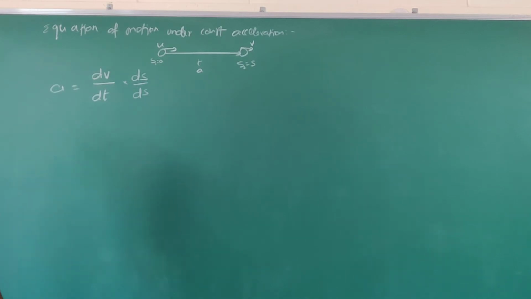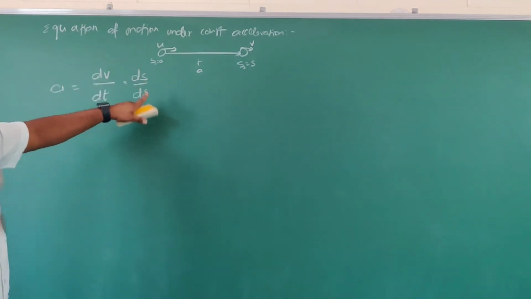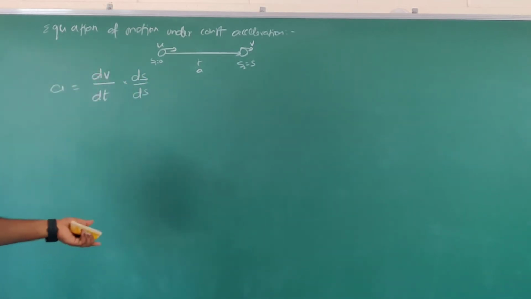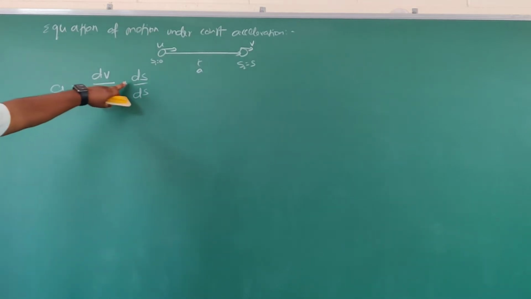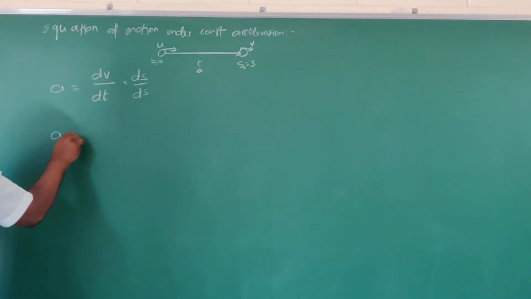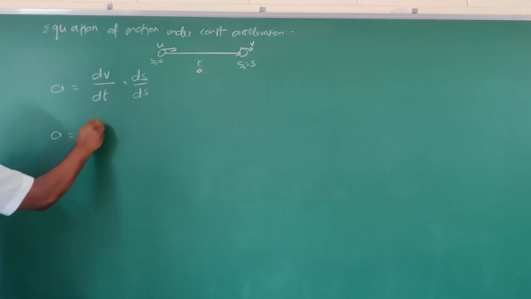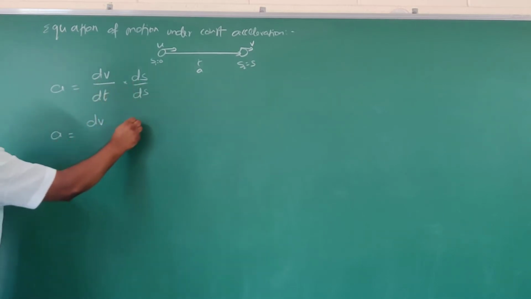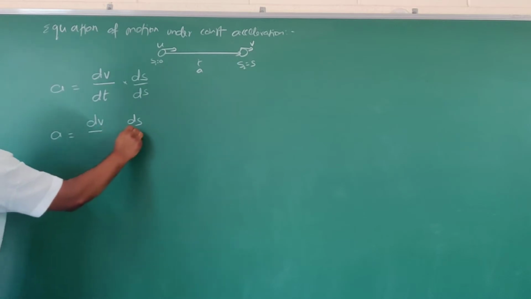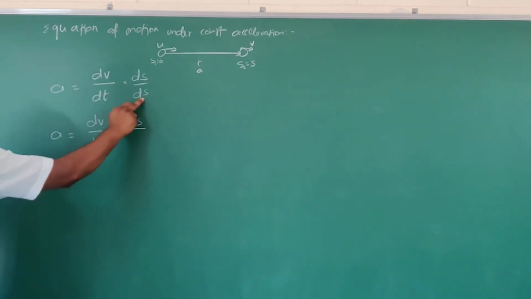Is there any change? For example, a by b into c by c. c by c means 1, and 1 into this one means the same. There is no change, so that's why I am simply multiplying this with ds by ds. Now I am writing the same equation with these two interchanged. Here dv as it is, here ds as it is, ds I am writing here, and dt I am writing here.